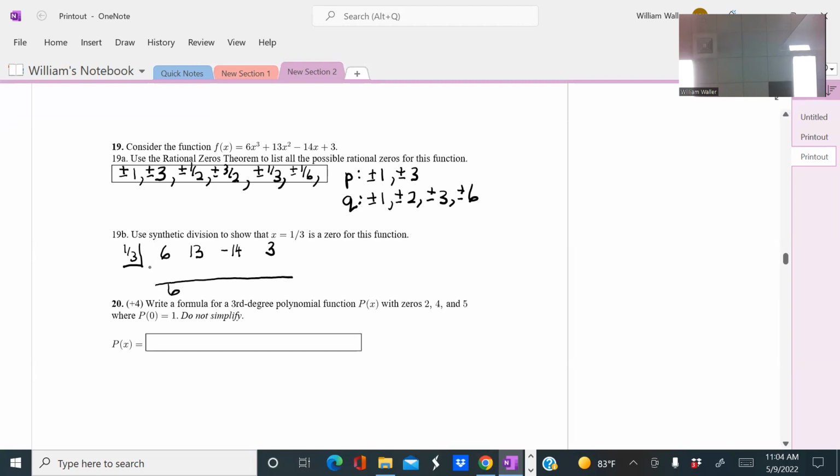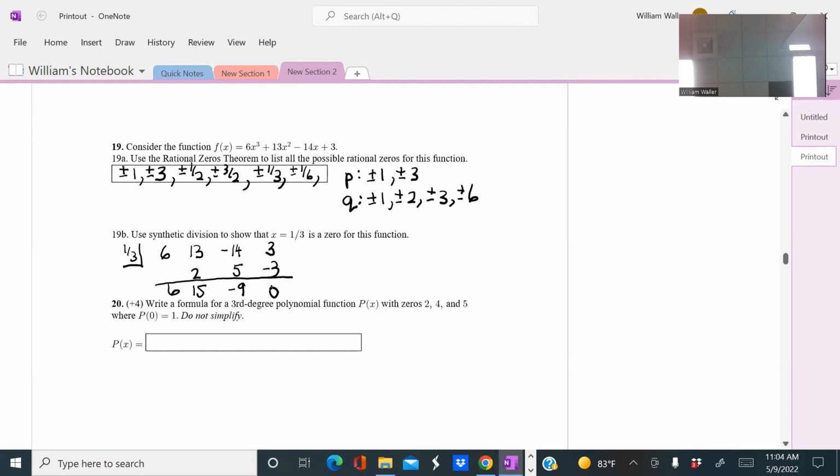This one. Does this work? So you bring down the 6. 1/3 times 6 is 2. Add there. 13 plus 2 is 15. 1/3 times 15 is 5. Minus 14 and 5 is minus 9. 1/3 times minus 9 is minus 3. Yay, it works, right? Okay.